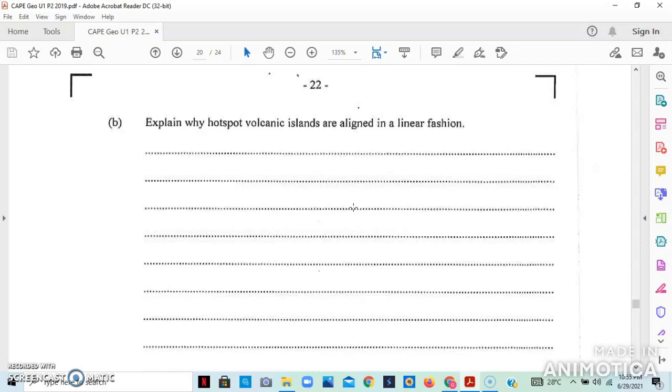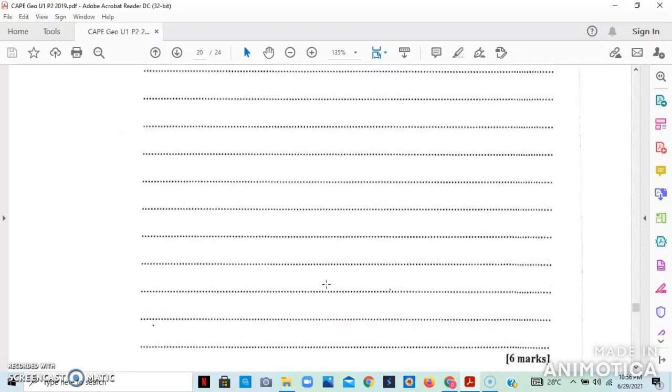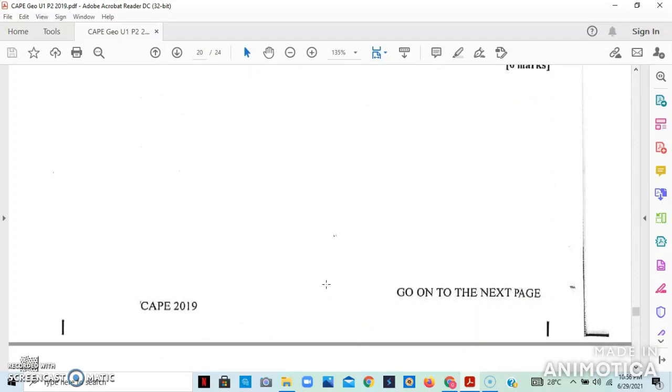So what happens is that the hotspot is stationary, it doesn't move. However, the tectonic plate is moving. Once it moves, it carries along the volcano that was formed. These volcanoes are basically formed in a line, because the plate is rafting them away. But the hotspot is stationary, and that's a key word that you must put in your explanation.